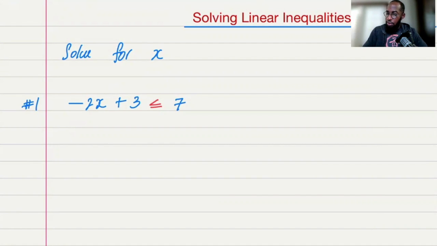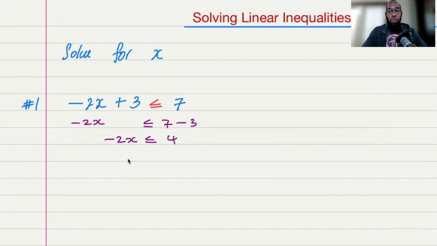So we have negative 2x plus 3 is less than or equal to 7. If I want to get rid of plus 3, I minus 3 on both sides. Since I am subtracting 3 here, I want to make this 0, so I don't write it, and I have to put 7 minus 3. All right, so I got rid of this plus 3. So negative 2x is less than or equal to 4.